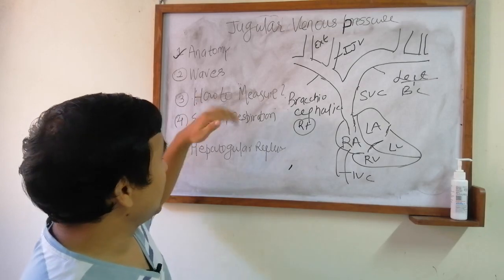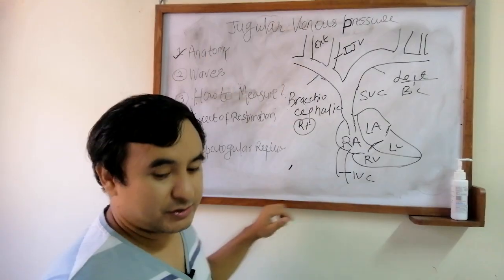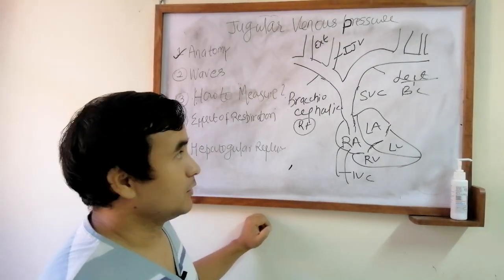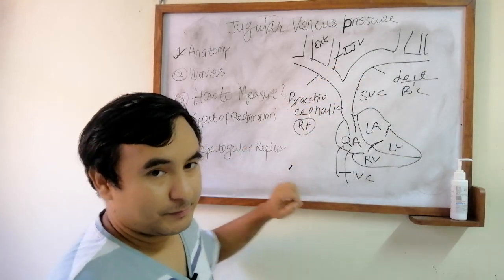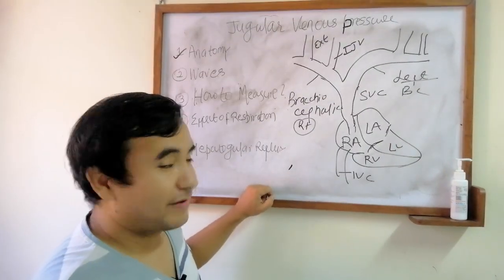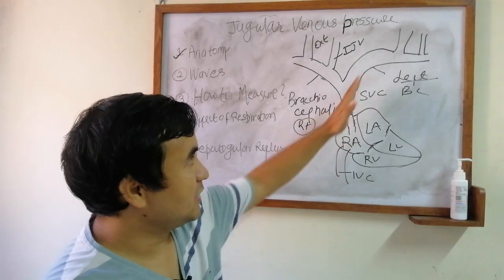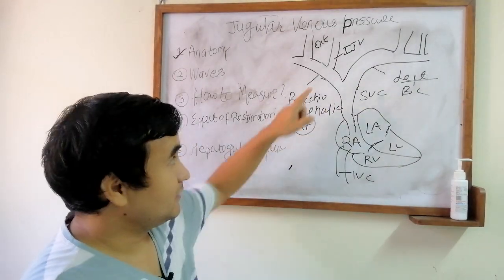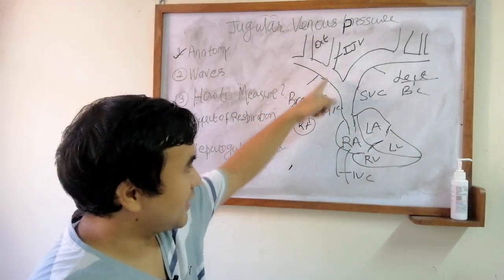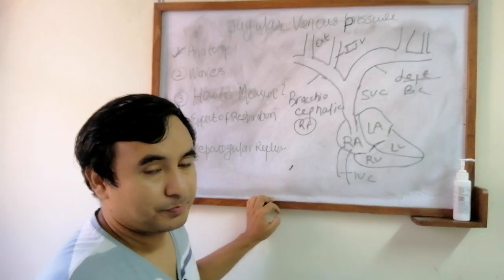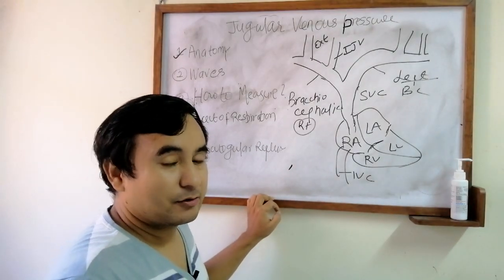So when we are measuring the jugular venous pressure, we prefer the right internal jugular vein. Why right? Why not left? As you see in the figure, the right internal jugular vein is in a straight line with the right atrium. That's why we prefer the right internal jugular vein.